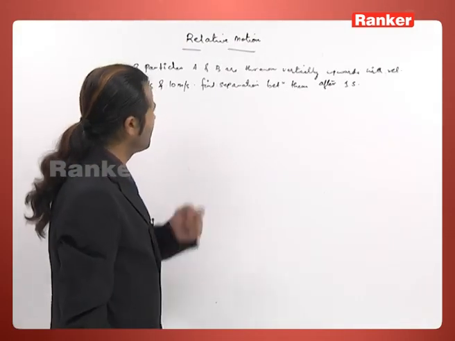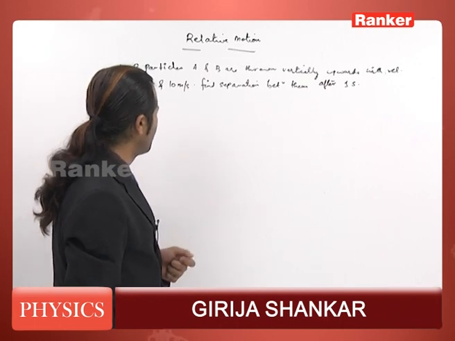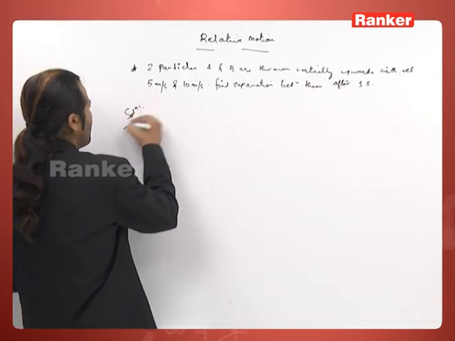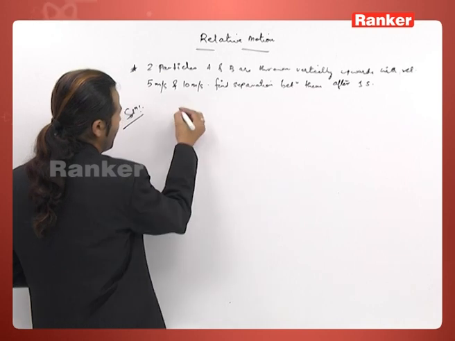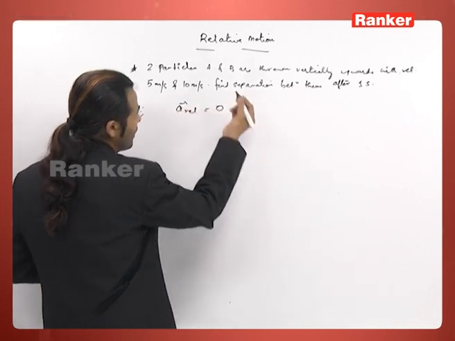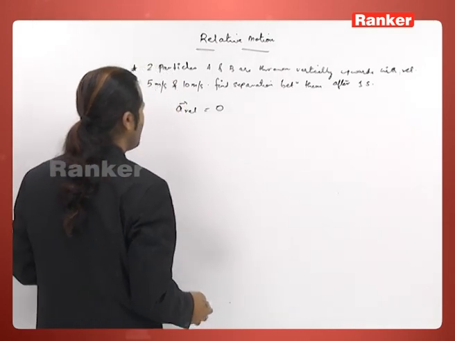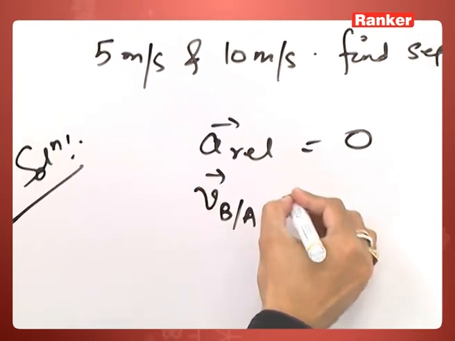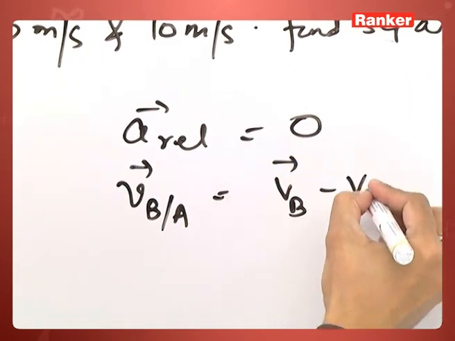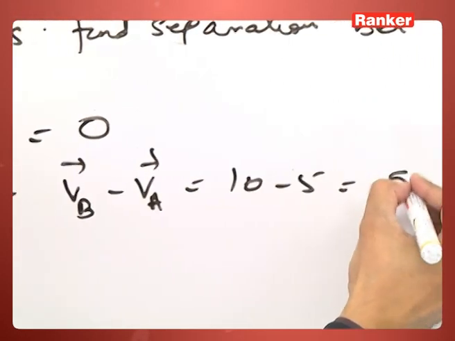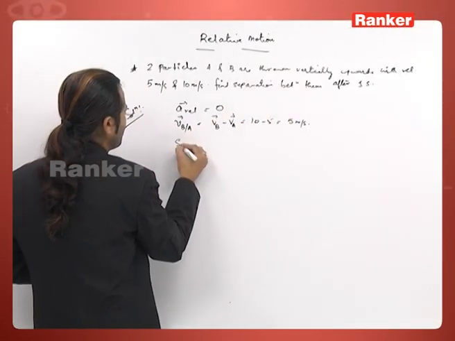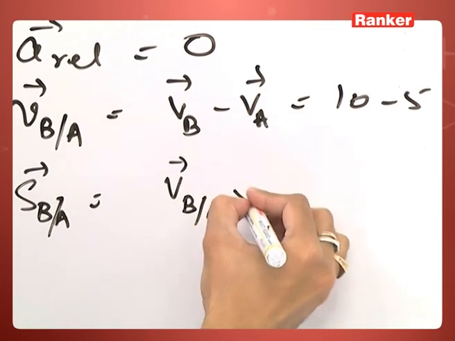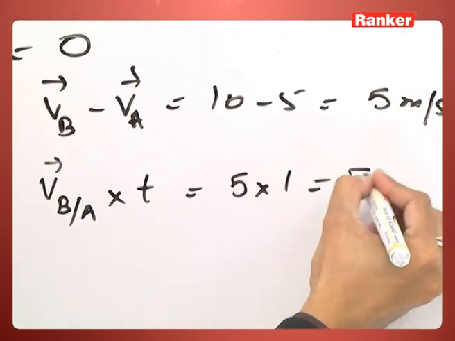Two particles A and B are thrown vertically upwards with velocities 5 meter per second and 10 meter per second. Find the separation between them after 1 second. The relative acceleration will be 0 because for both bodies g is acting downward in the same direction. Velocity of B with respect to A is VB minus VA, so this is 10 minus 5, 5 meter per second. So separation between them is VBA into t, which is 5 into 1, that is 5 meter.